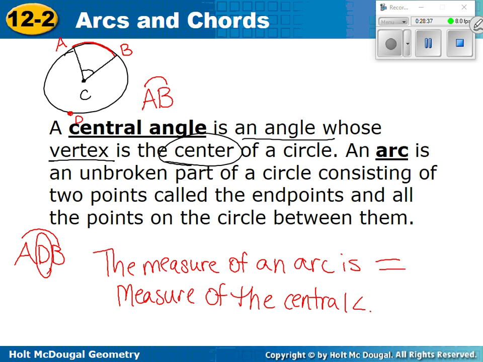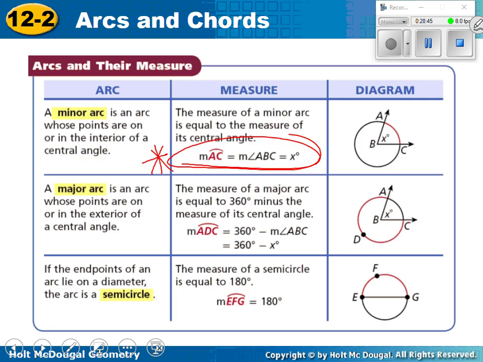But be careful, we're going to learn 4 different kinds of angles. So arcs are not always equal to every angle, only the central angle. Okay, so in this picture, if they tell me that angle ABC is x degrees, what's the measure of arc AC? X degrees. The measure of the arc is equal to the measure of the angle.